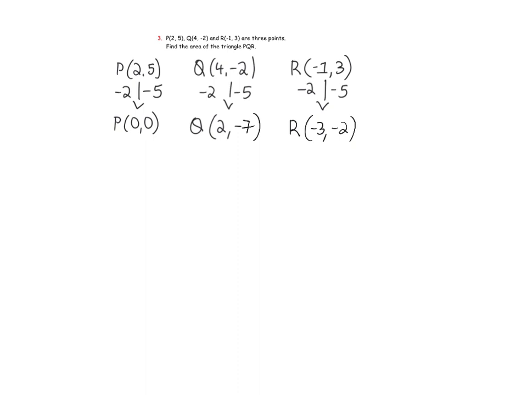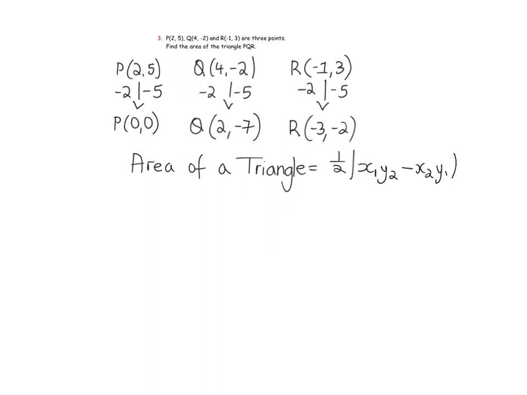Now we have 3 points, and one of the points is (0, 0), so we're able to figure out what the area of this triangle is by using the formula. And it's a half modulus of x1 by y2 minus x2 by y1. So the 2 points we have, we're going to have to label them, and I'm going to label (2, -7) as x1, y1, and then the other point is x2, y2.